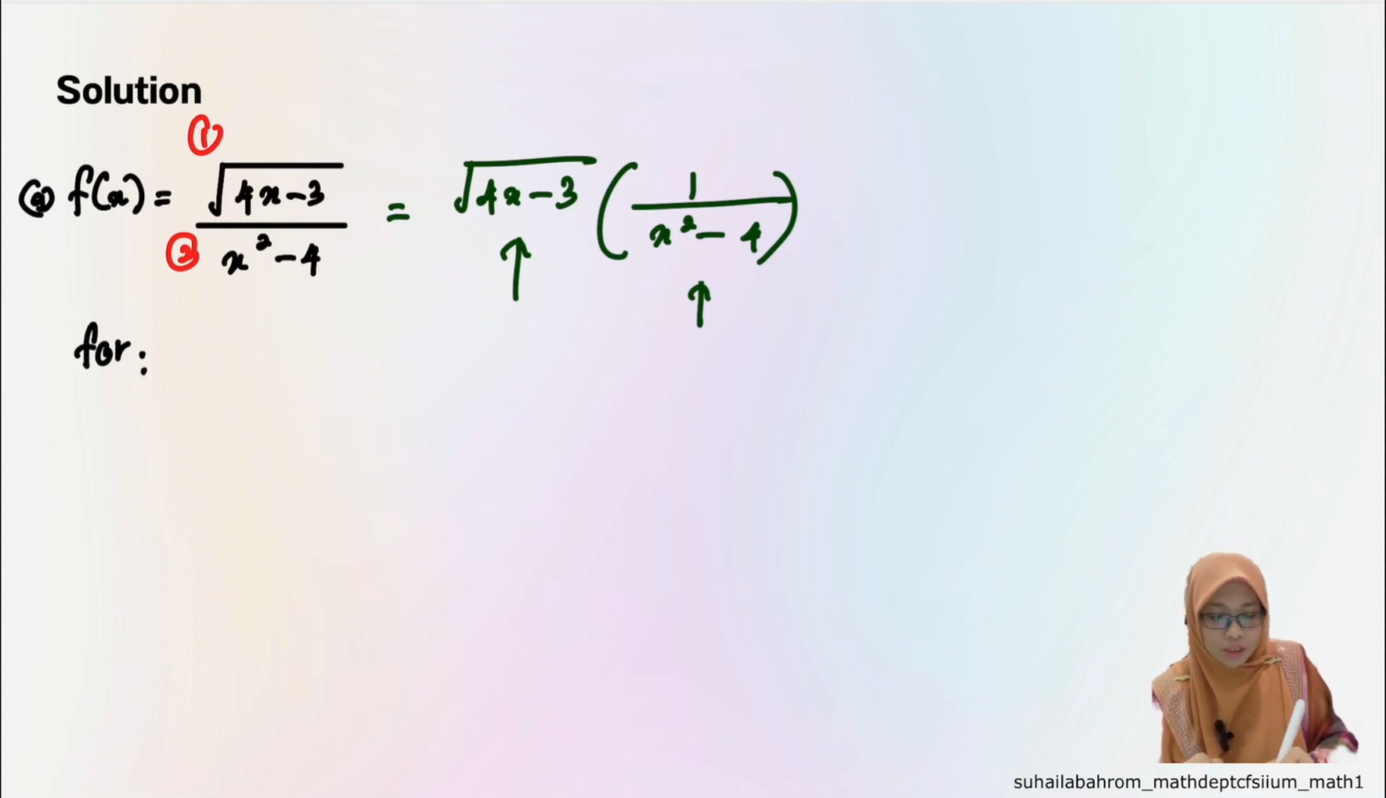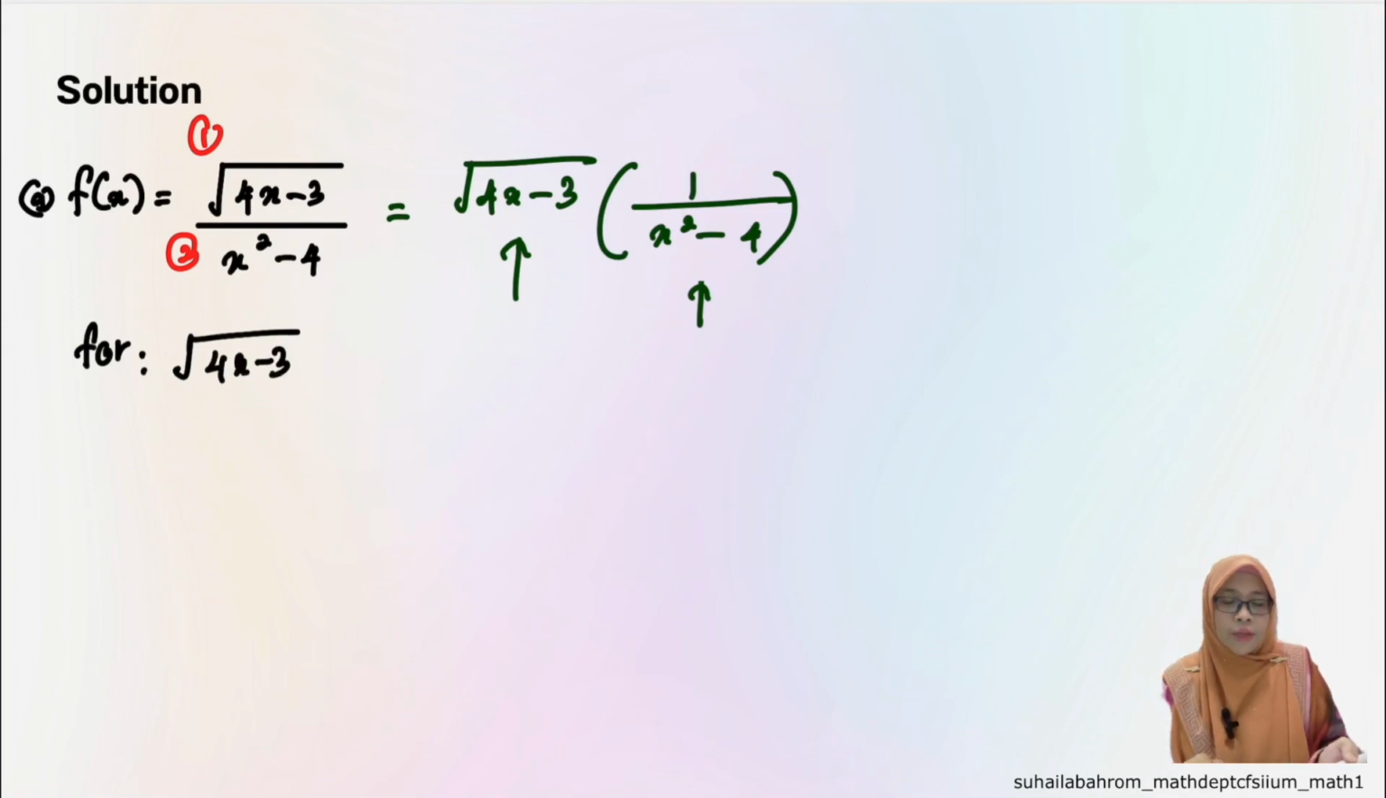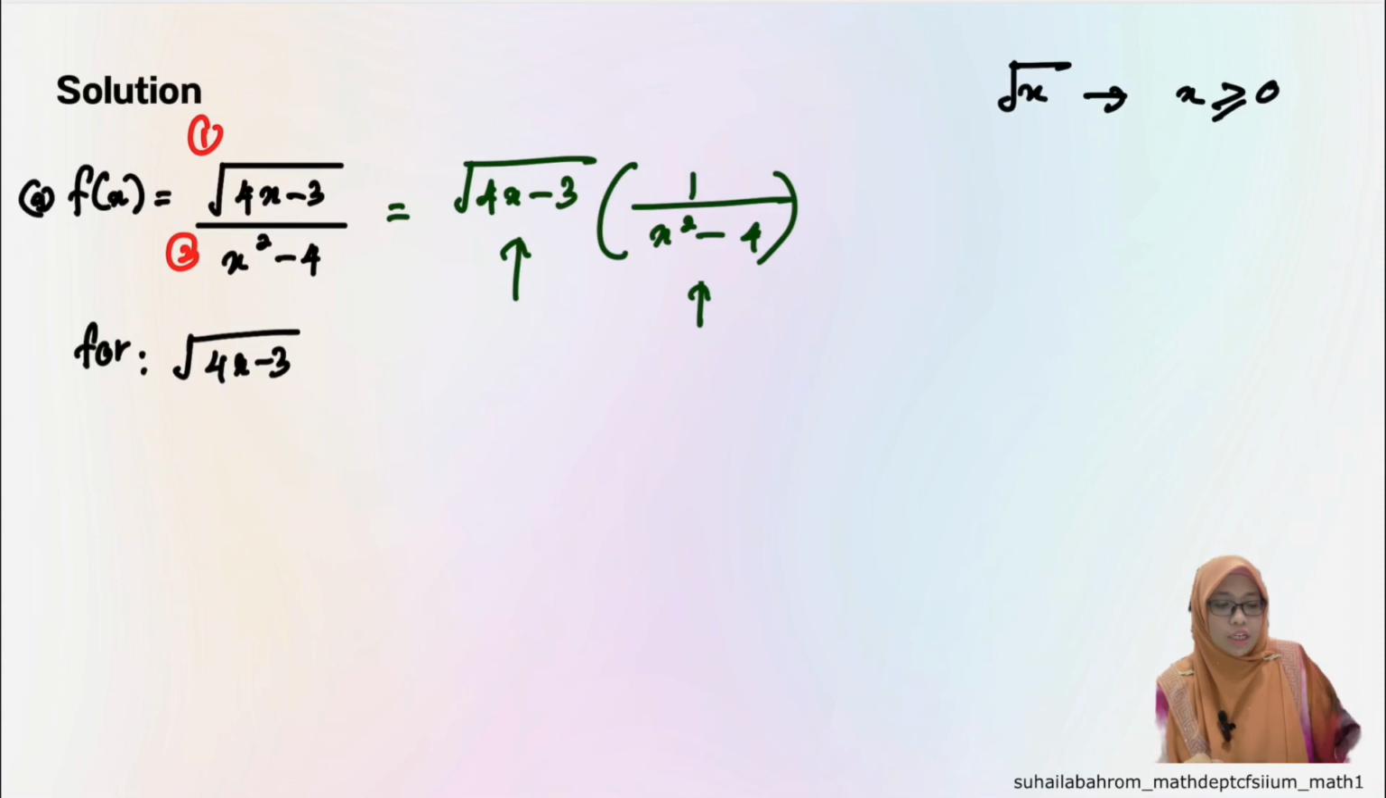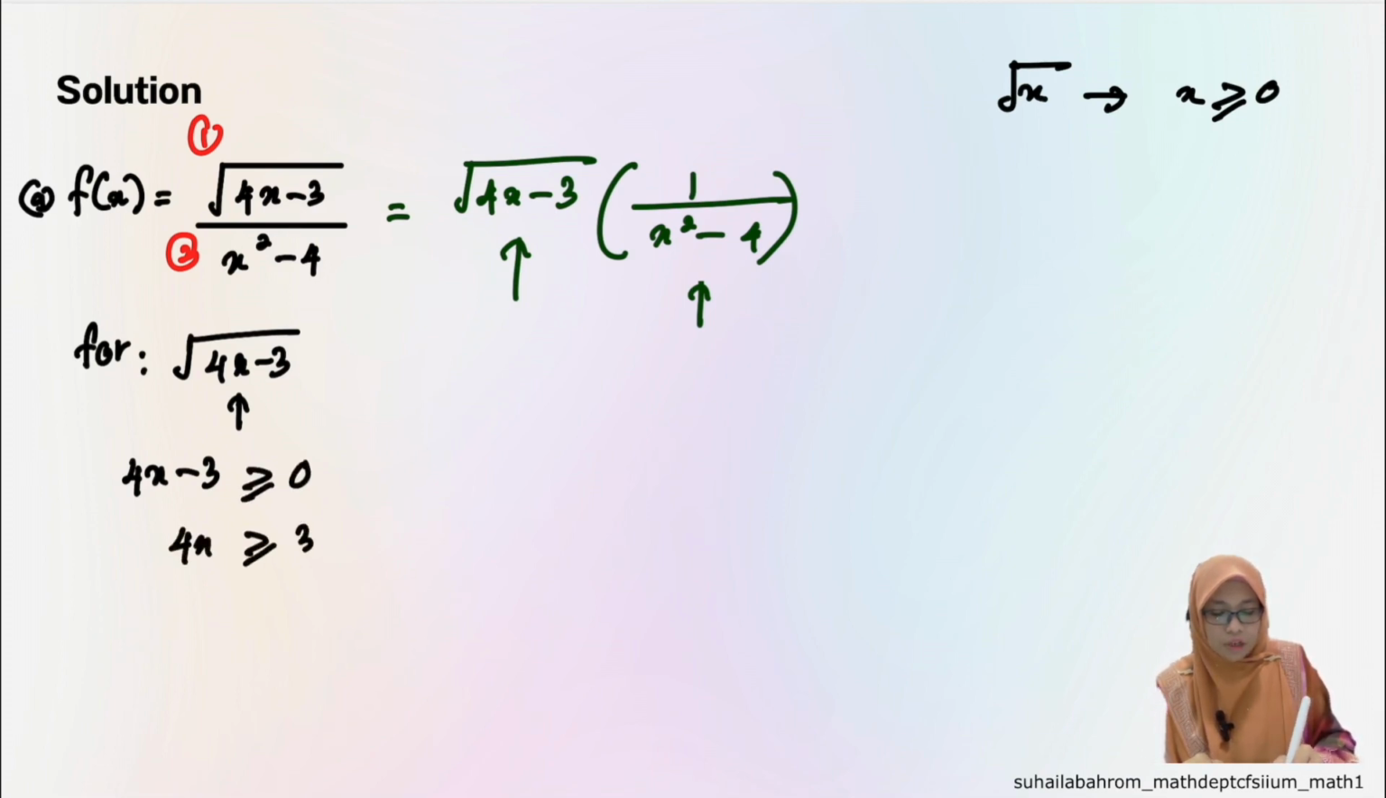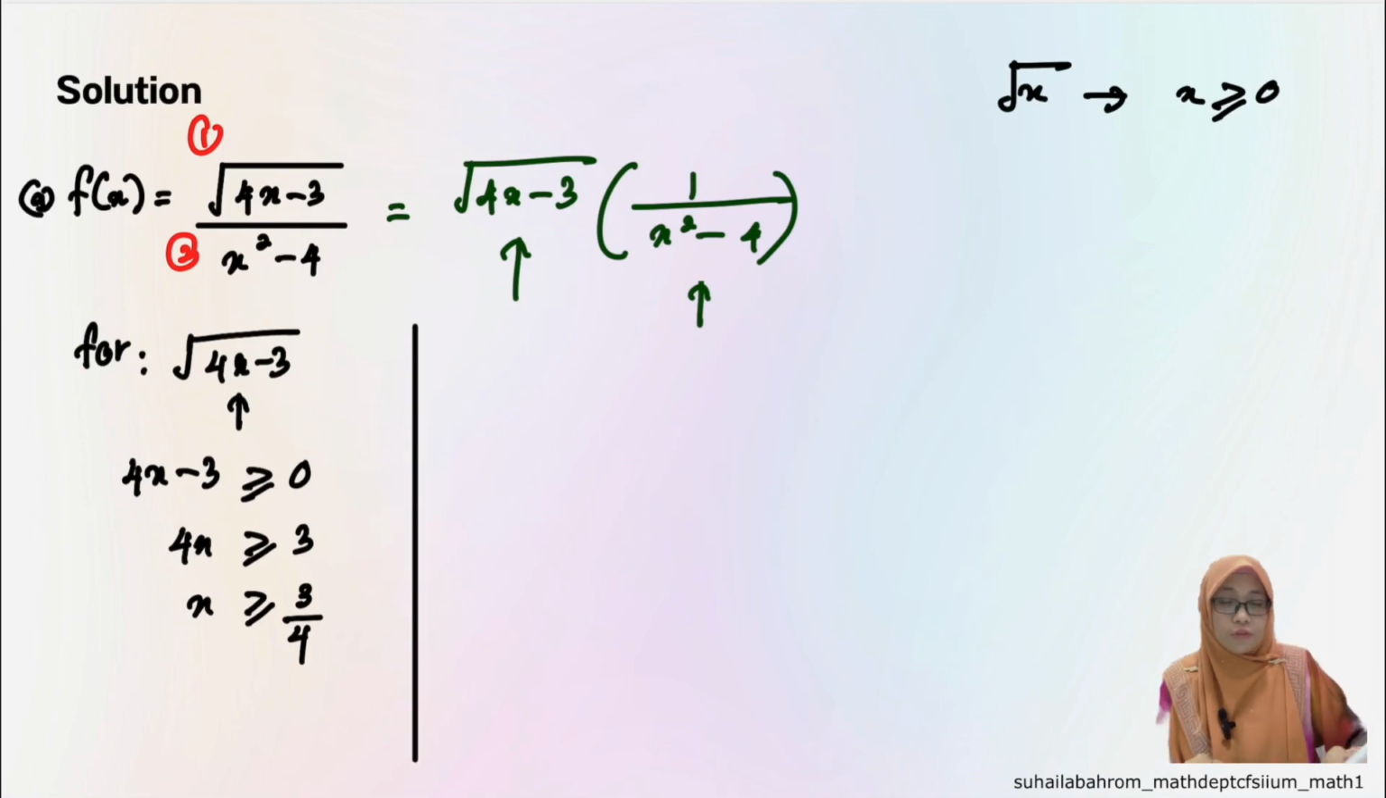For the first term, square root of 4x minus 3, it is in the category of root of even number. In general, when you have any root of an even number, the expression inside must be bigger than or equal to 0. What is the function inside this square root? It is 4x minus 3, so it must be bigger than or equal to 0. So 4x must be bigger than or equal to 3, and x must be bigger than or equal to 3 over 4. That is the domain for the first term.